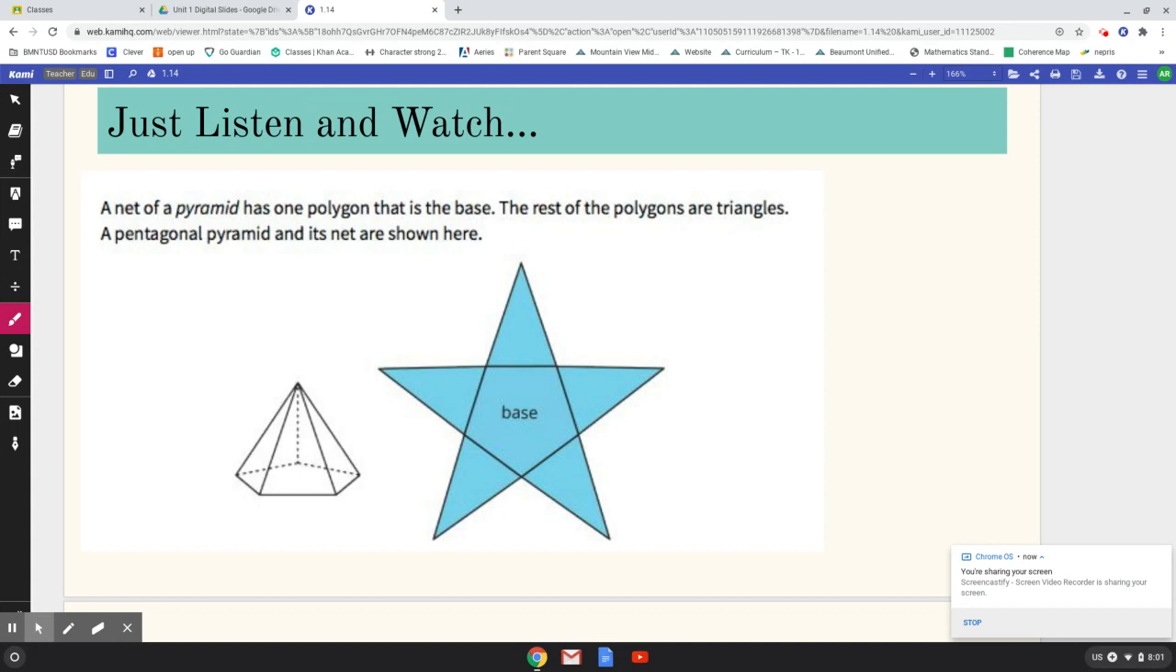A net of a pyramid has one polygon that is its base. So that polygon is that shape that you see right there. It says the rest of the polygons are triangles. A pentagonal pyramid and its net are shown here. So this is it in 3D. That's what we've been dealing with. And then what you see here, that is its net. So if we were to lay that 3D shape flat, this is what its net would look like. And that would be the pentagonal pyramid.